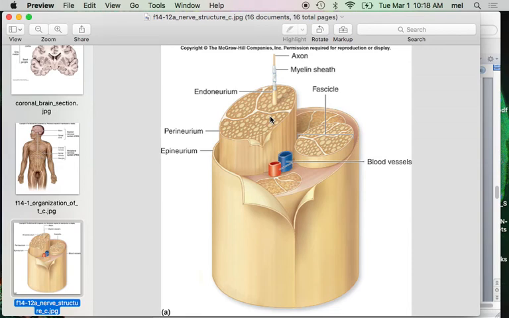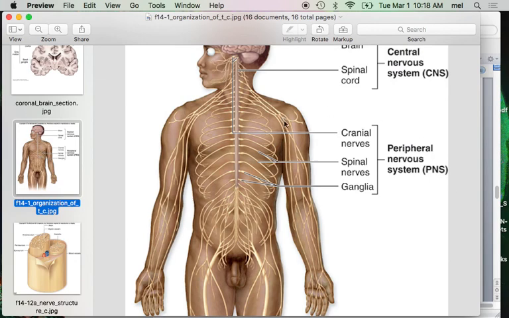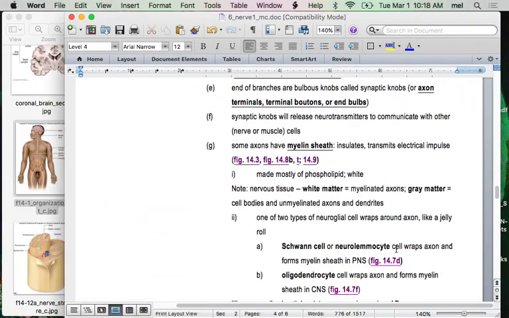That makes sense? So almost all of your peripheral nervous system tissue is going to be white, right? And within the CNS, you're going to have white and gray. Yeah? And that's simply because you've got cell bodies. Okay.